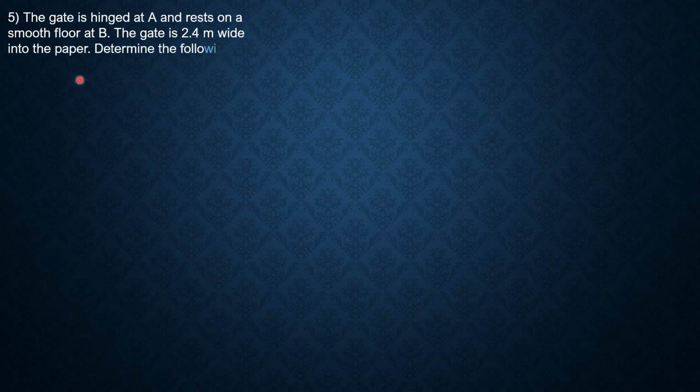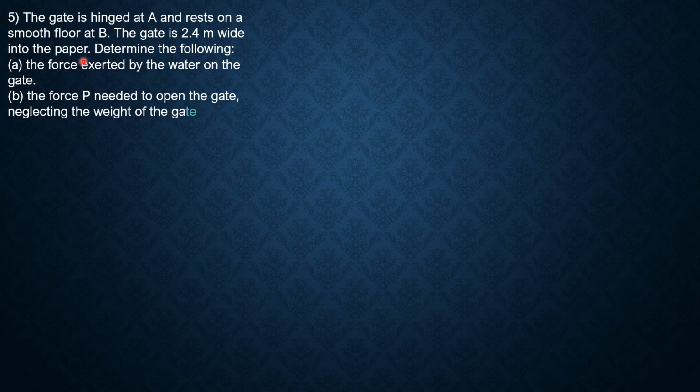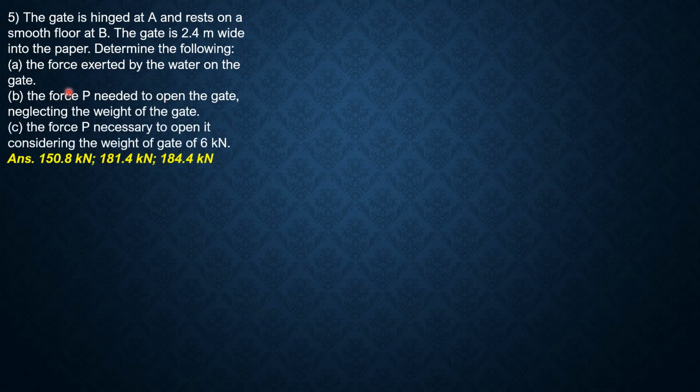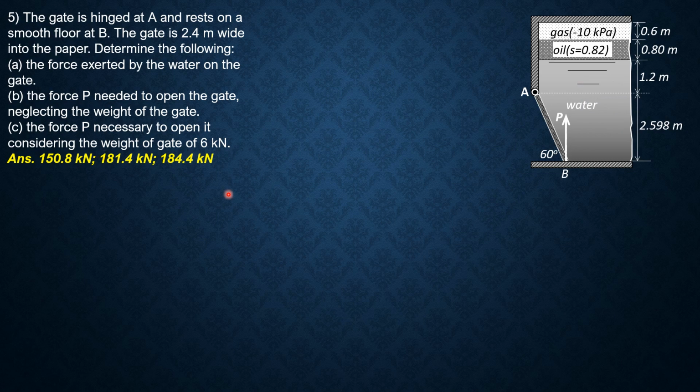So this is the third and last example for this video. The gate is hinged at A and rests on a smooth floor at B. The gate is 2.5 meters into the paper or into the screen. Determine the following: the force exerted by the water on the gate, the force P needed to open the gate, neglecting the weight of the gate, and the force P necessary to open the gate, considering the weight of the gate of 6 kilonewtons this time.